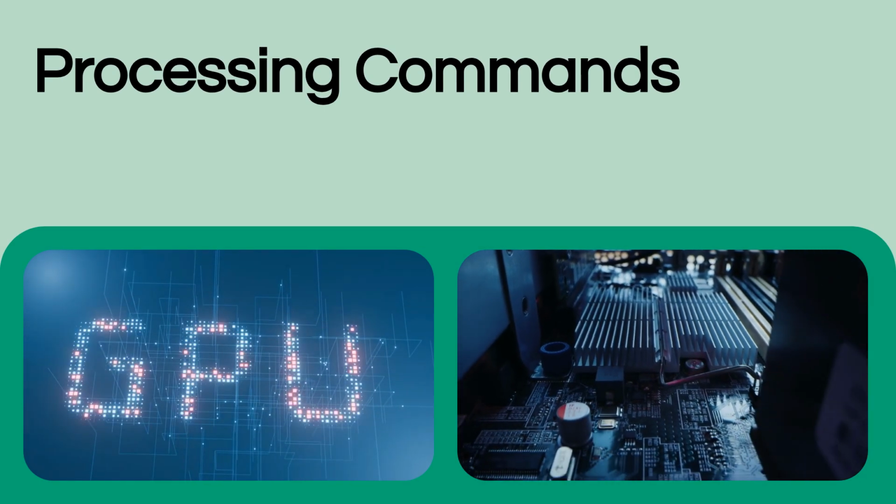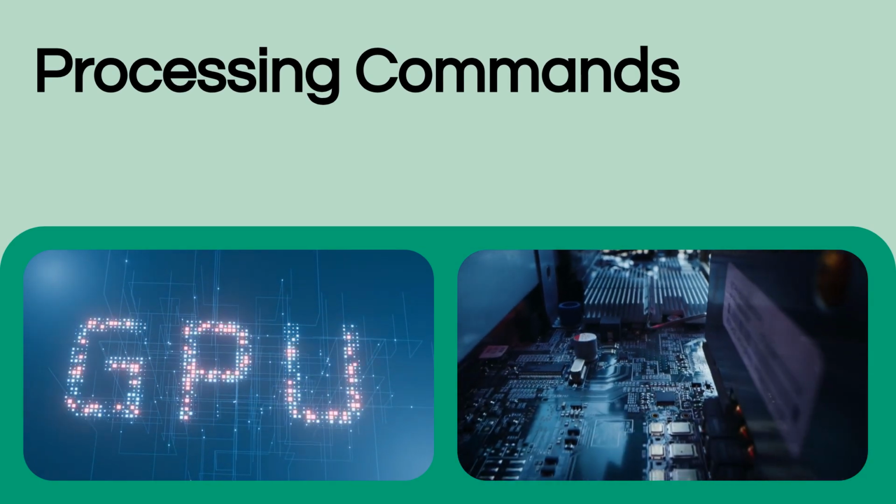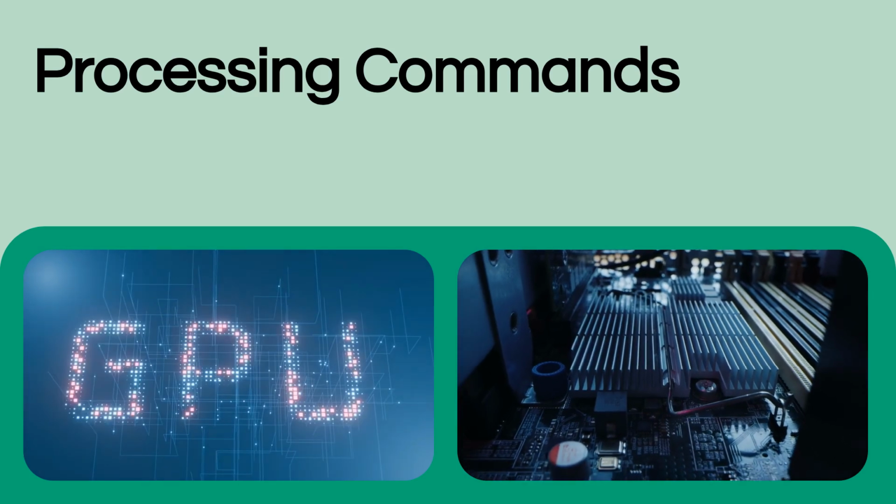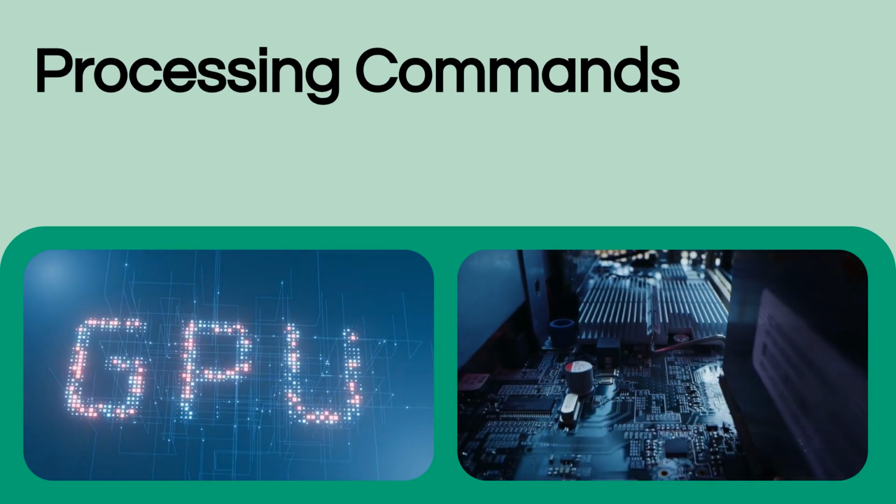It receives commands from the computer's CPU about what to draw: the shapes, textures, and, crucially, the colors of each pixel. The graphics card then renders these commands into an image buffer, a temporary storage area in its memory where the complete image is assembled pixel by pixel before it's sent to your screen.